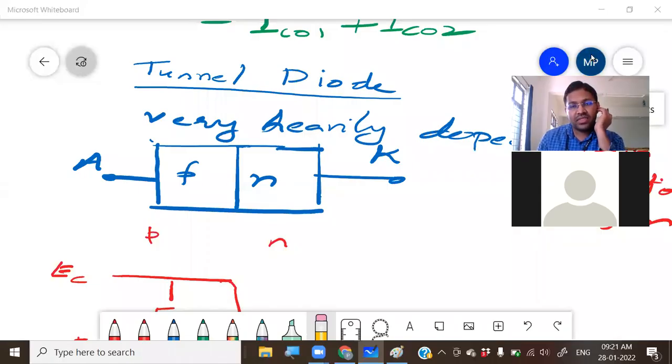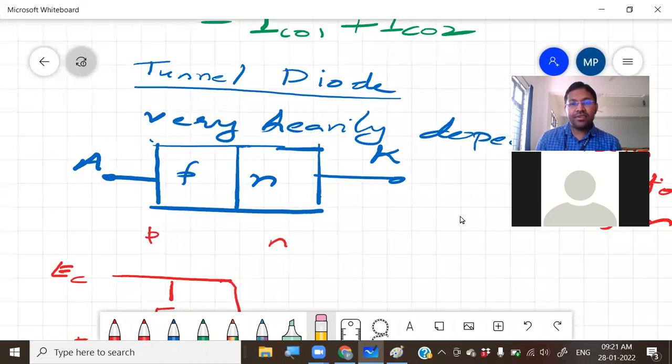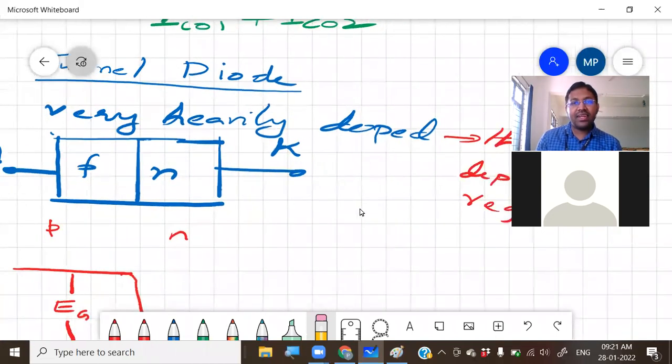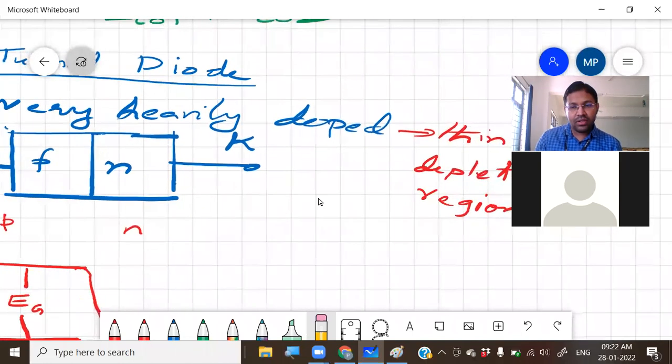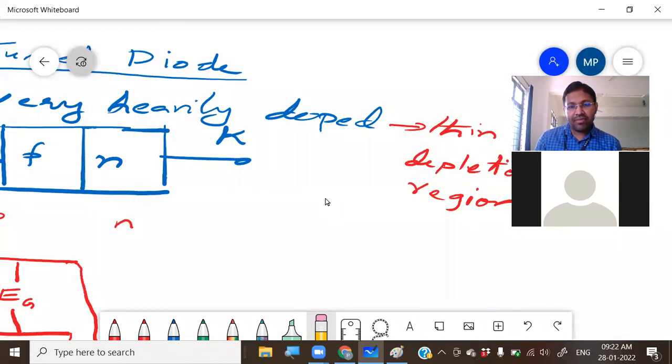Okay, so in the previous class, we were discussing the tunnel diode. What way is a tunnel diode different from an ordinary diode? It is heavily doped. So, what do we mean by heavily doped?